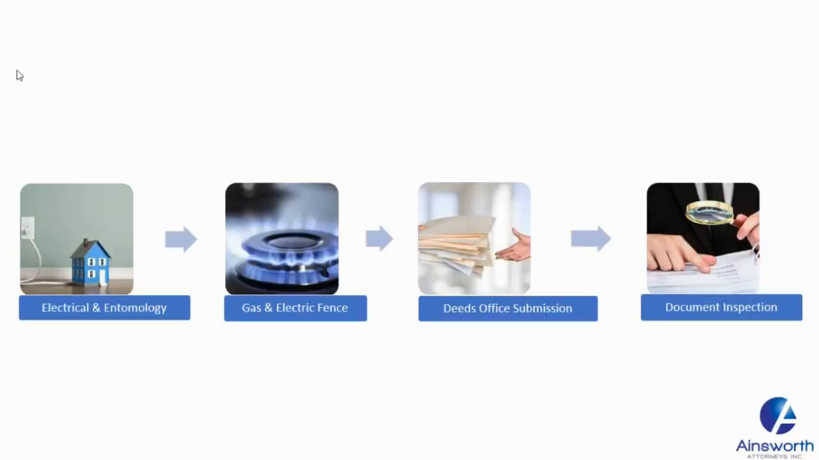The electrical and entomology certificates need to be provided by the seller. Often, the agent will appoint contractors on the seller's behalf if the seller requests this. A gas and electrical fencing certificate will also be needed, provided by the seller if applicable.